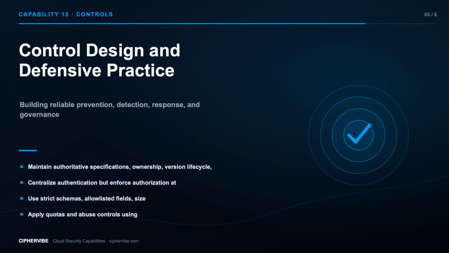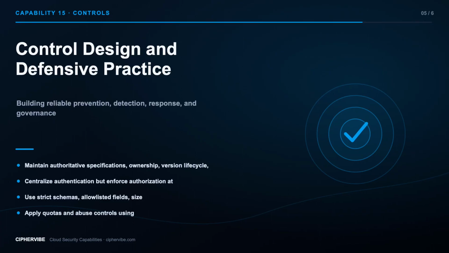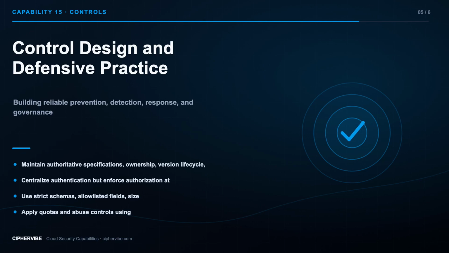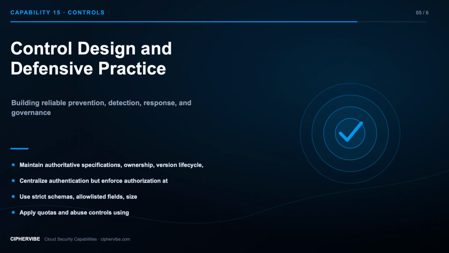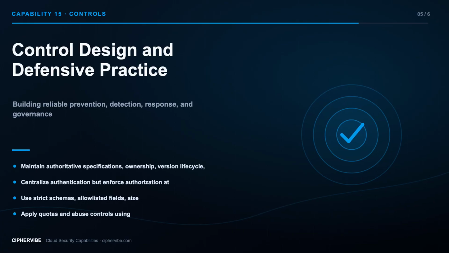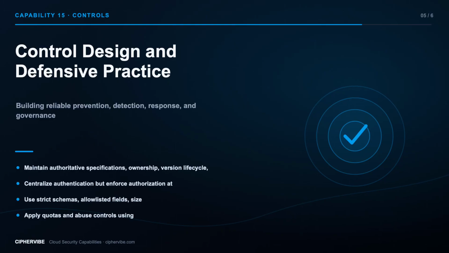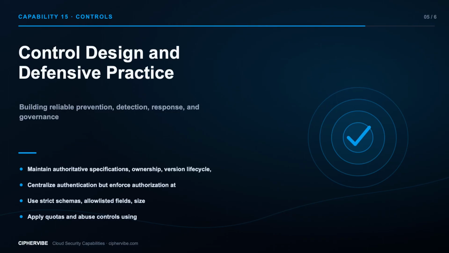Third, use strict schemas, allow listed fields, size limits, safe parsing, output minimization, and consistent errors. Fourth, apply quotas and abuse controls using identity, operation cost, behavior, device, and business context. Fifth, log security-relevant decisions, protect tokens, test negative cases, and monitor sensitive data movement.